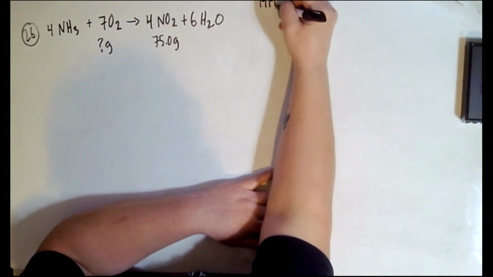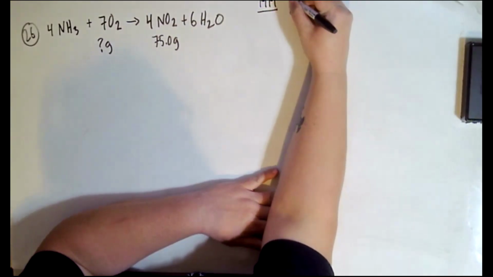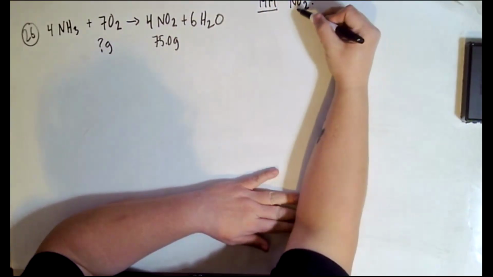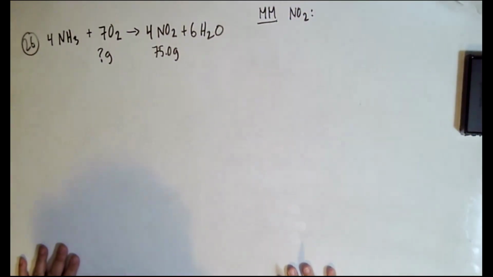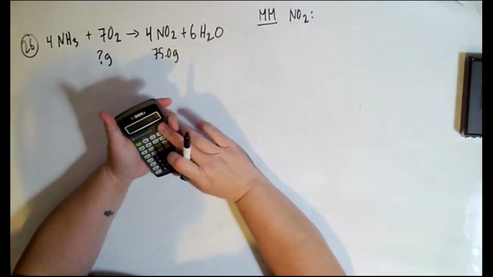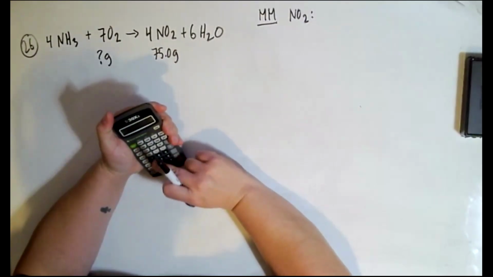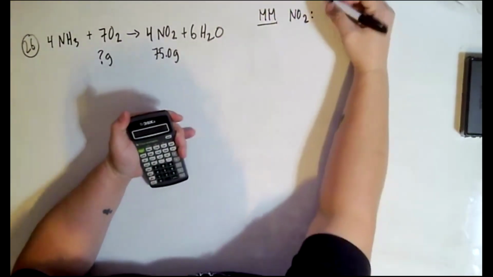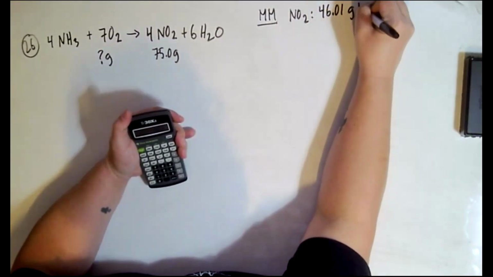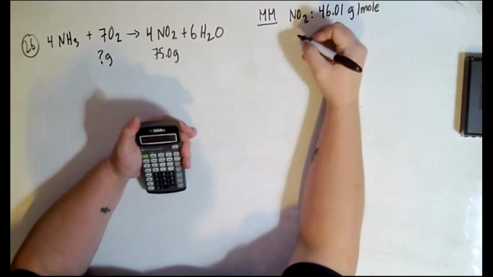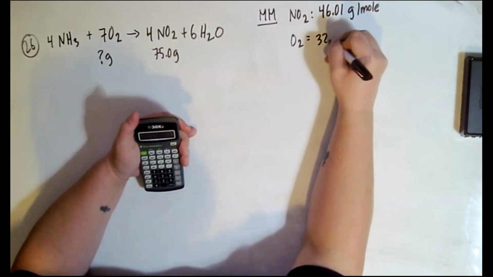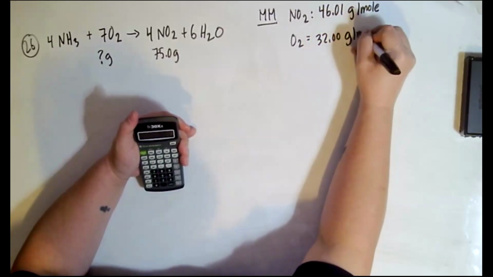For our molar masses, NO2 is going to be 2 oxygens plus 1 nitrogen, so it's going to be 46.01 grams per mole. And our molar mass for O2 is going to be 32 grams per mole.